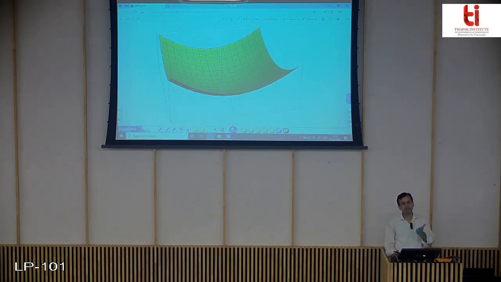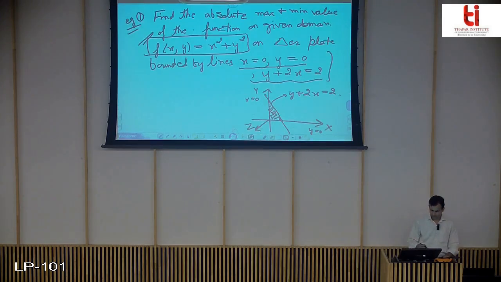The region is given in the xy plane. Above this region, whatever portion of the surface comes under that triangular plate of the given function f(x,y), there we have to find the extreme values, local maxima, minima, or any other point. So let us see how we proceed.